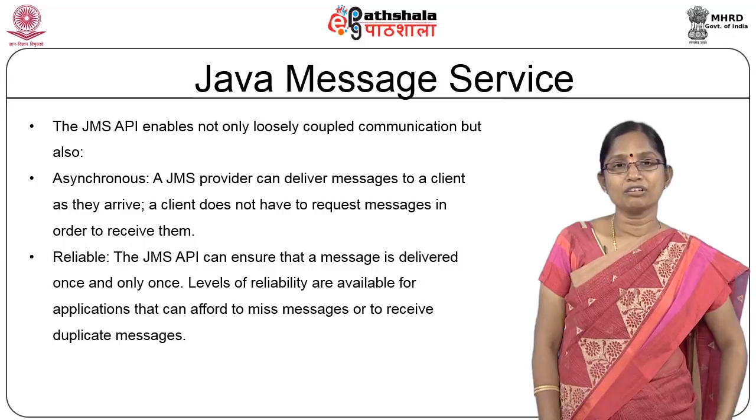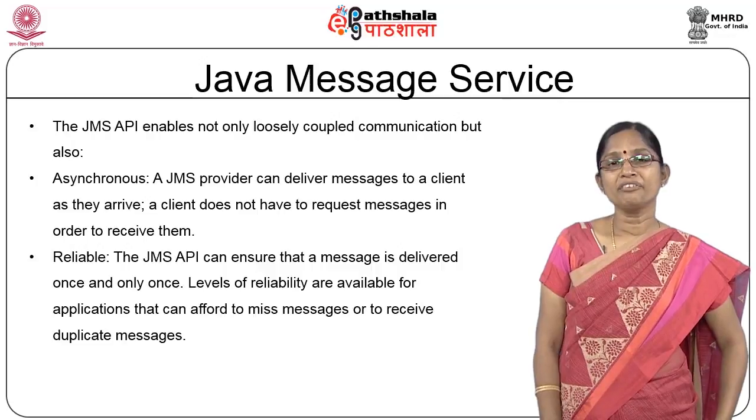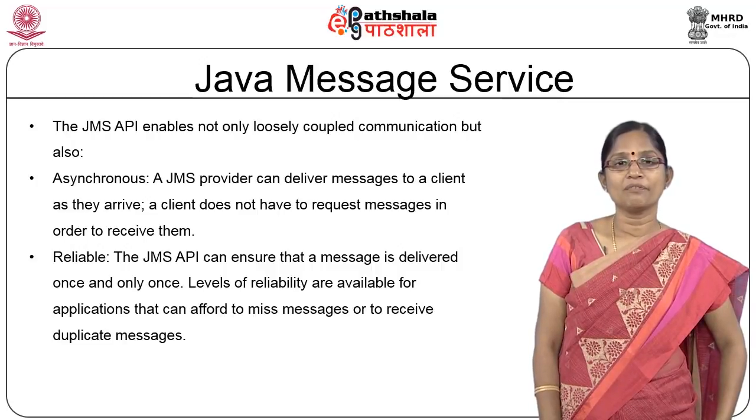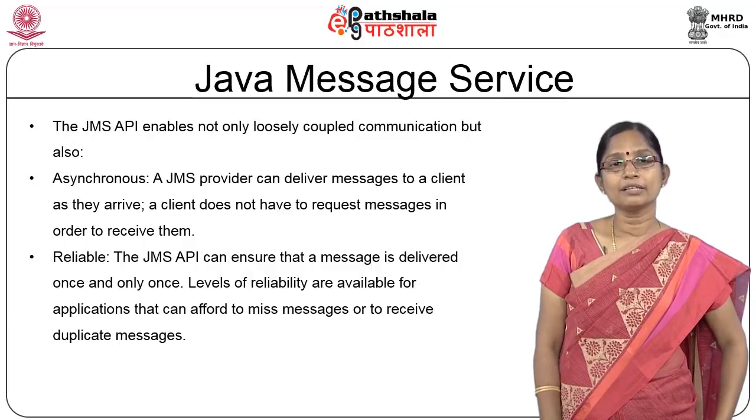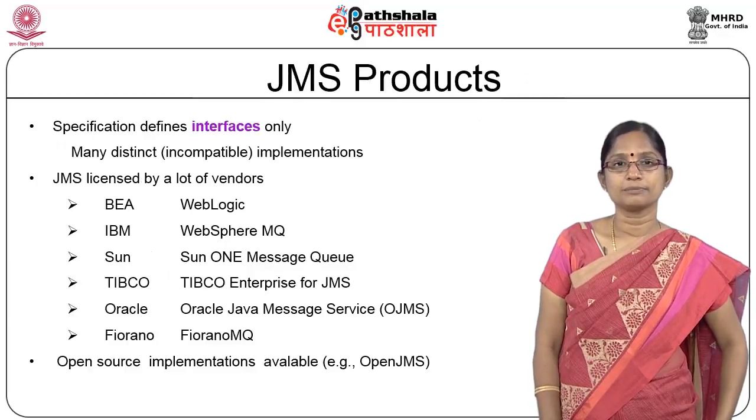The second kind of communication is that it is reliable. The JMS API can ensure that a message is delivered once and only once, with no repetition or duplication of messages. Different levels of reliability are also available for applications which may miss messages or receive duplicate messages. So here it is delivered once and only once.